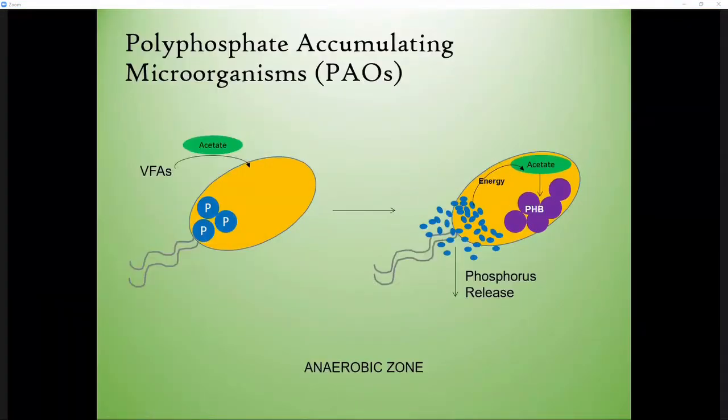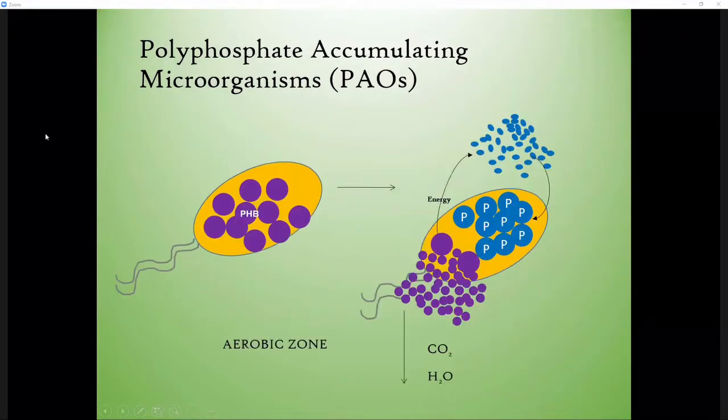Thank you. Okay, so this is what I was talking about in the anaerobic zone. With your normal PAOs, they're in the anaerobic zone. They have phosphorus in their cell. They see VFAs, but they don't have any energy, so they bust up the phosphorus, and then they can take up the VFAs and store them in their body as PHB. Once they go into the aerobic zone, they have a lot of PHB in their bodies. They want to take up phosphorus, but they don't have energy, so they bust up the PHB, and then they can take up phosphorus.